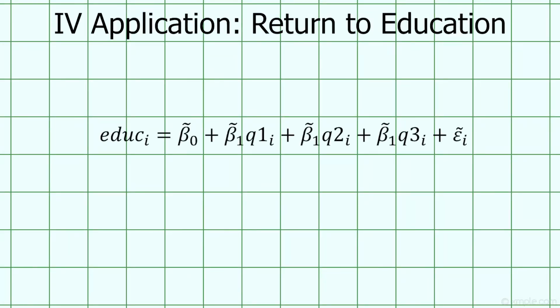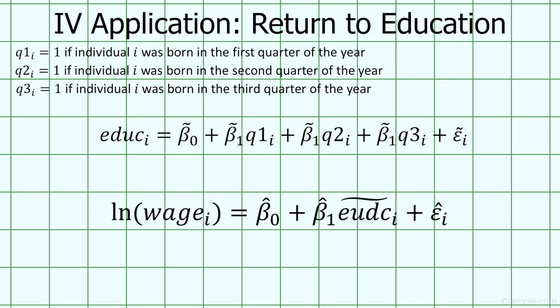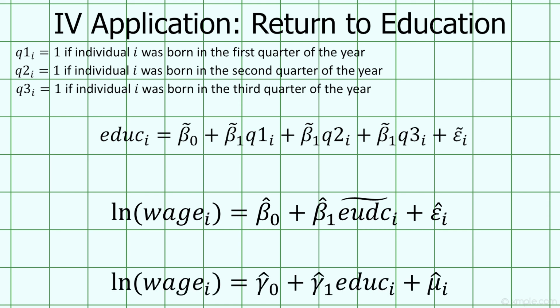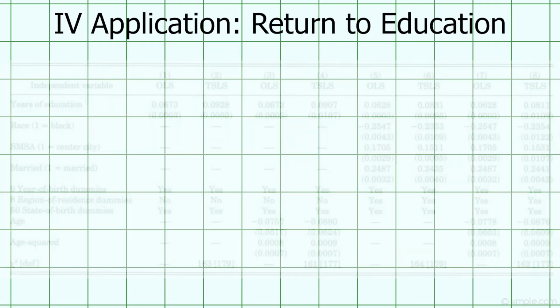So, if we want to use quarter of birth as an instrument for years of education, the first stage regression looks like this. We regress years of education on these indicator variables for birthdays in each quarter of a year. Then we obtain the fitted values of education from the first stage and estimate the second stage by regressing wages on the fitted values from the first stage. For the sake of comparison, Angrist and Krueger also run this regression examining the base relationship between wages and years of education without using any instrumental variable. Their results ended up looking like this.